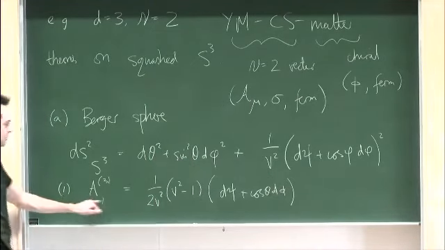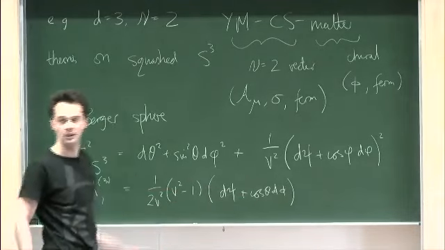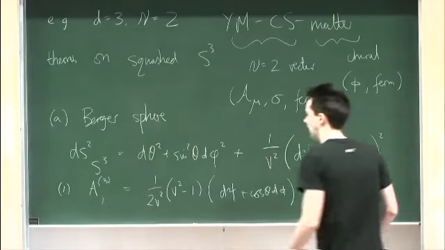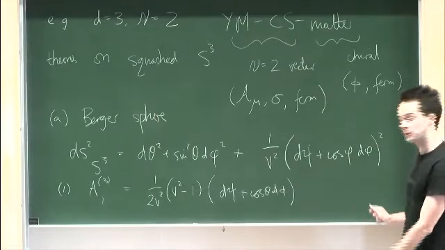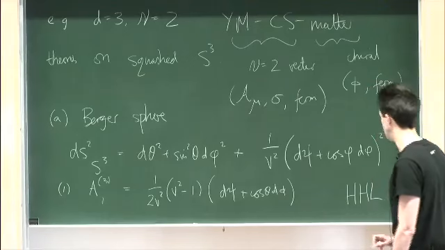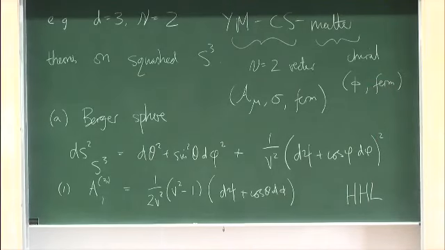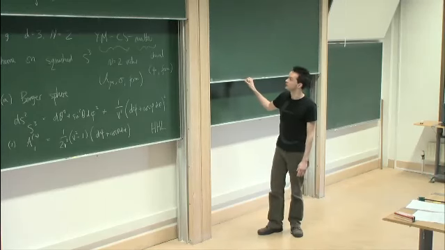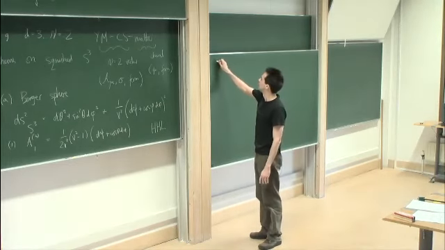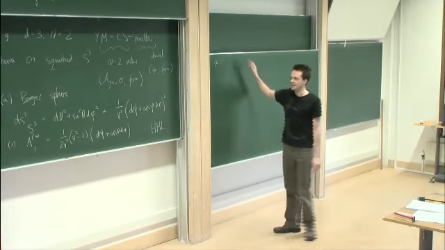Okay, so the gauge field is just proportional to this hop connection, the connection on the hop fiber, with this funny dependence on the squashing parameter V. And so this particular model was studied by Hama, Hosomichi, and Lee one year ago, February 2011. So that's this background gauged R-symmetry.